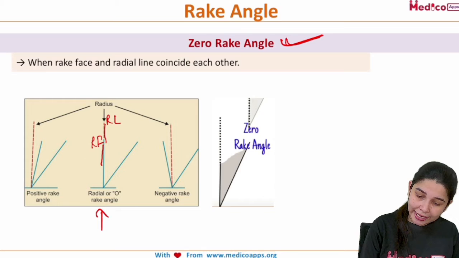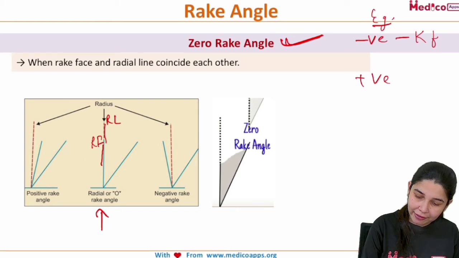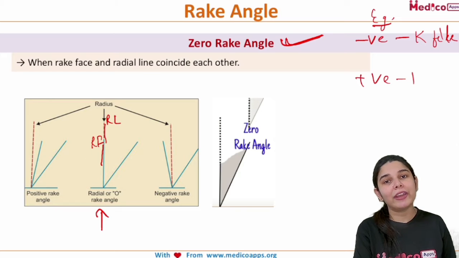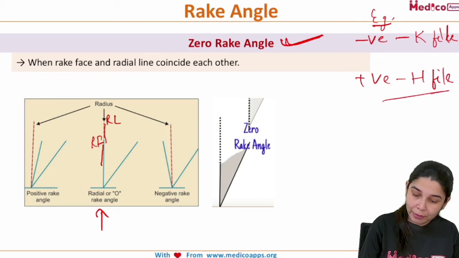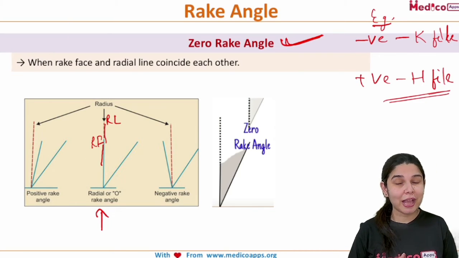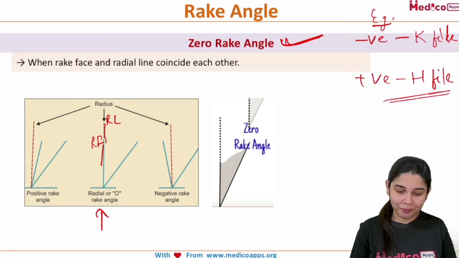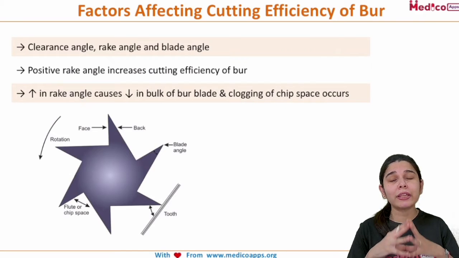With this, before ending and resolving our MCQ, I want to also mention the examples for positive rake angle and negative rake angle. The example for negative rake angle is K file, and for positive it is H file. Do remember these are important examples which can be asked in the examination by the examiner. So let's now discuss one more point and then resolve the MCQ.